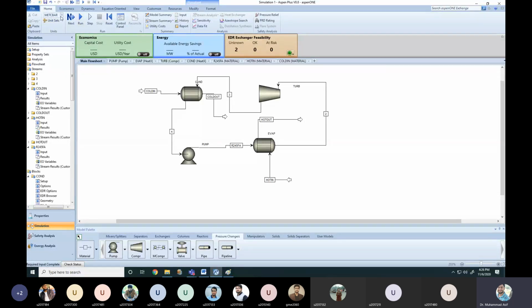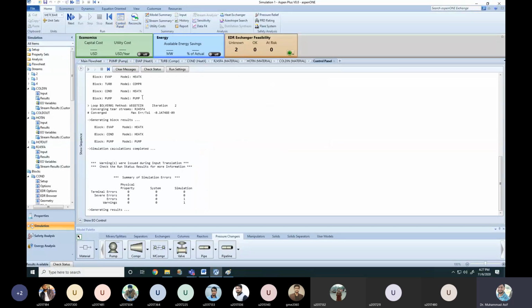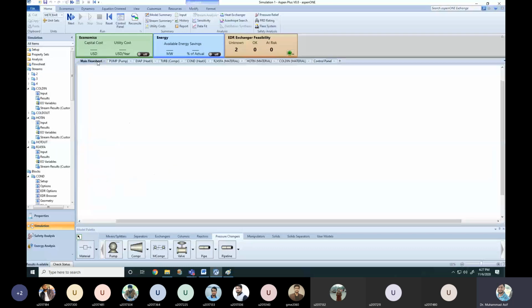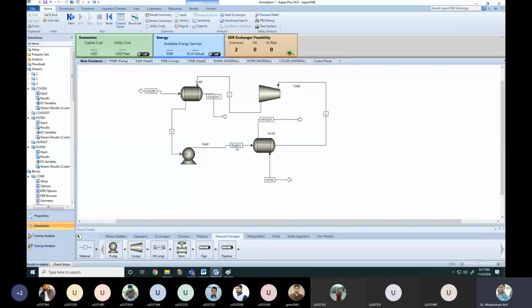You go to the home. In home, you can see that you can run the simulation, and it will run now. After running, you can check from the control panel whether there is any error. So you can see there is no error. So here is the option for the error. It gives you some error initially, because there is an iteration process.